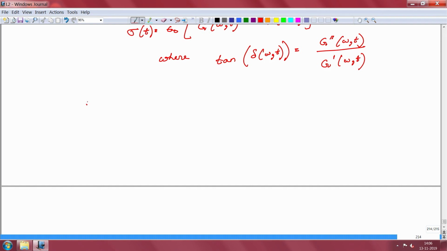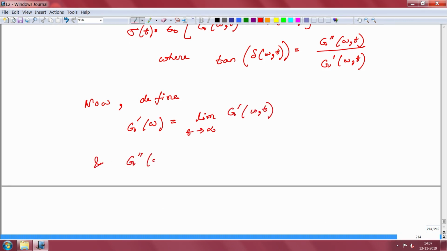So, now we will define the limit terms. We will say that g dash of omega is equal to limit t tending to infinity g dash omega comma t, and g double dash omega is equal to limit t tending to infinity g double dash omega comma t. Okay.